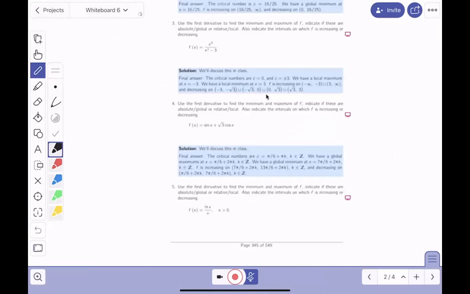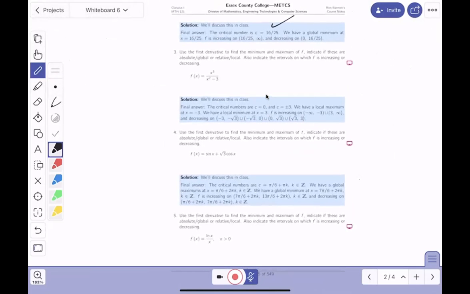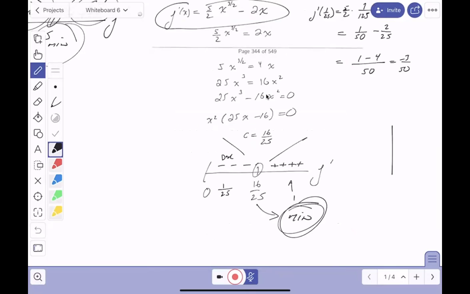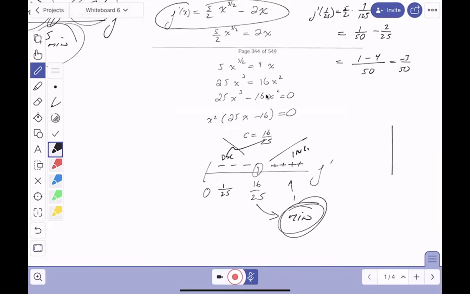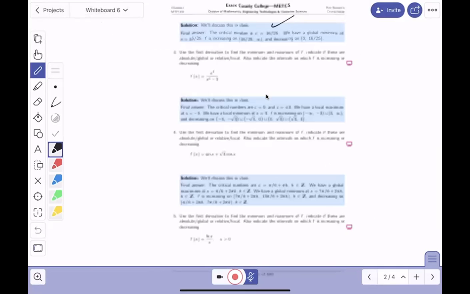Let's keep going. And did I say it's increasing from 16/25 to infinity? I forgot to write it down. Increasing. Yep, I did say that. And did I say it's decreasing from 0 to 16/25? Yep, I said that too. Pretty good. All right, let's go to the next page.